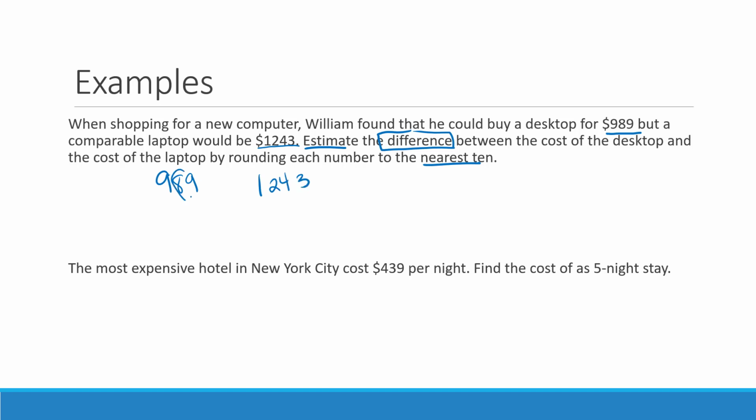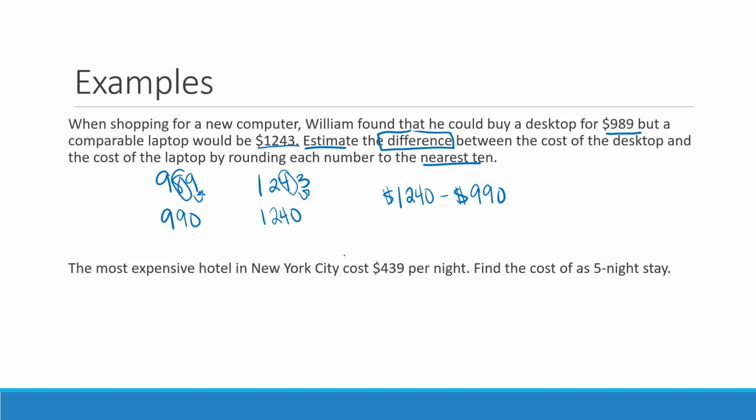Remember our tens place is here. This 8 is going to bump up because there is a number bigger than 5 behind it. So this is going to be $990. Tens place here is a 4. The number behind it is actually less than 5. So this is going to stay $1,240. The difference again means subtraction. So we're going to do $1,240 minus $990.